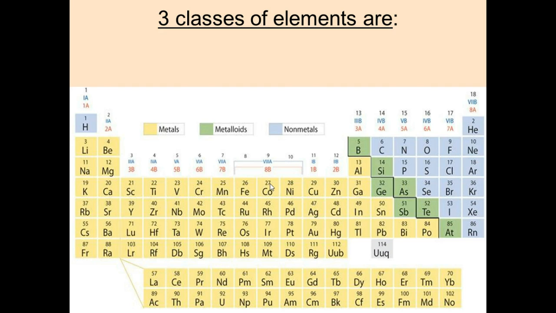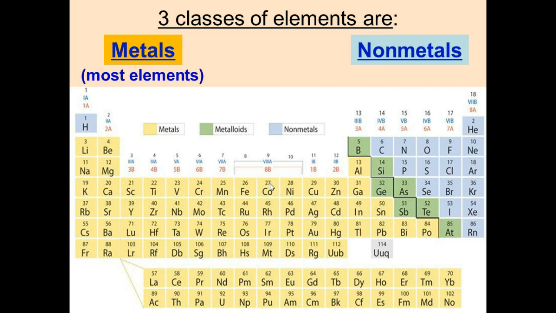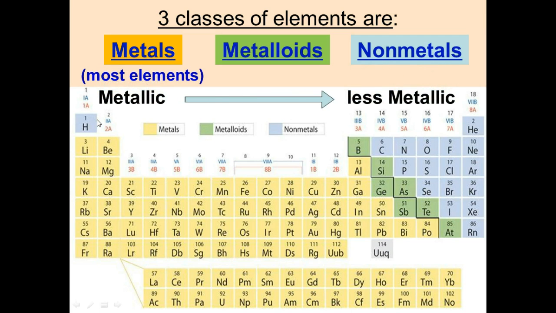And there are 3 classes of elements, which are metals, which make up most of the elements. Then there are nonmetals and metalloids. Metalloids make up a small category, which is only this little strip. These are all the metals, and then the nonmetals are mostly over here except hydrogen, which is all the way over here by itself. And the periodic table is organized so the most metallic elements are on the left and the least metallic are on the right.